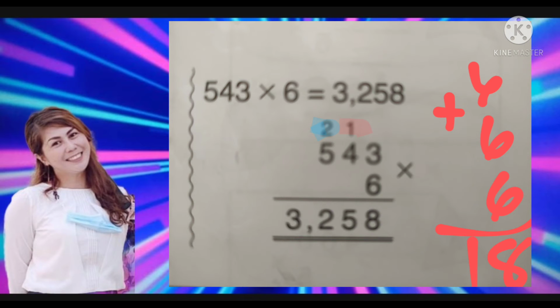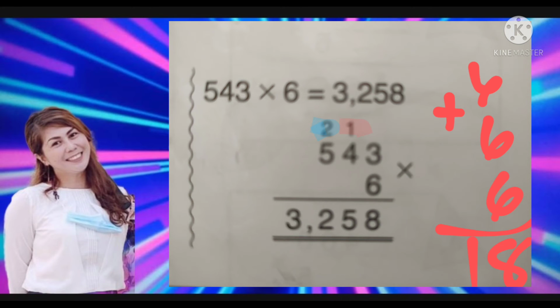18 is a two-digit number, so what will we do? We bring down the 8 and carry the 1 into the tens place value. Remember, if the answer is a two-digit number, you bring down the ones place value and carry the tens digit. So you put the carry number into the tens place value.